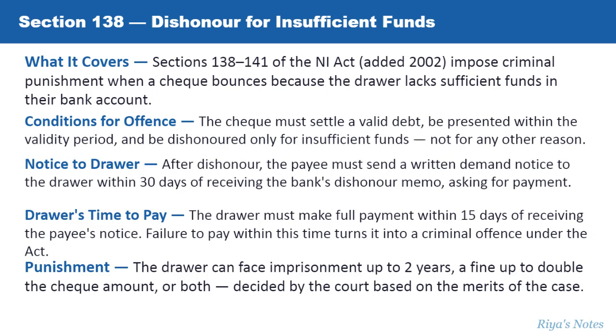Notice to drawer: after dishonor, the payee must send a written demand notice to the drawer within 30 days of receiving the bank's dishonor memo, asking for payment. Drawer's time to pay: the drawer must make full payment within 15 days of receiving the payee's notice. Failure to pay within this time turns it into a criminal offense under the Act. Punishment: the drawer can face imprisonment up to 2 years, a fine up to double the check amount, or both, decided by the court based on the merits of the case.